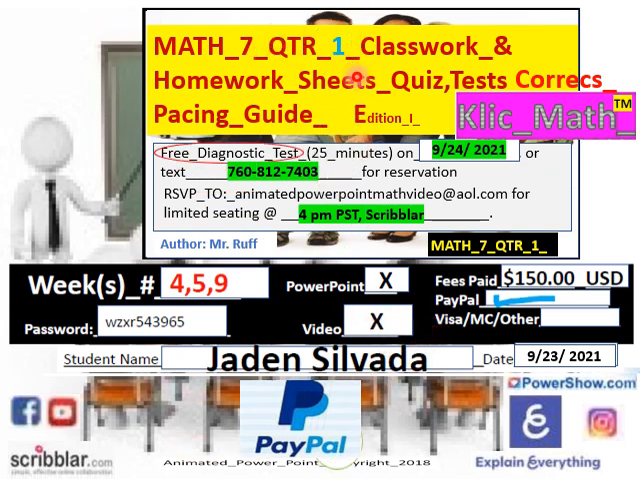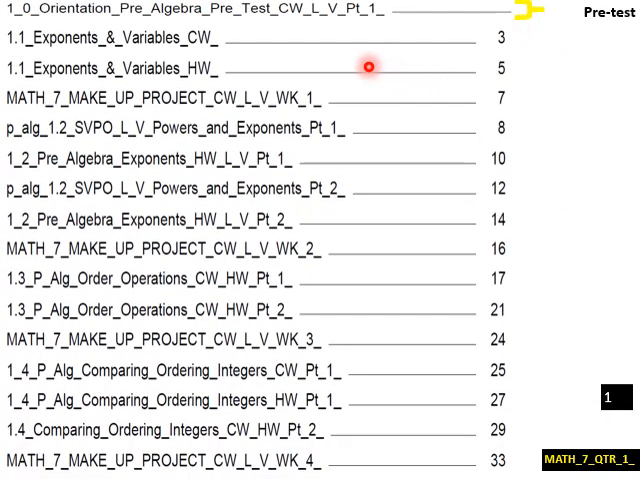So Math 7 quarter 1, let's go right into week 1. We start out here with your pre-test for week 1. You have an orientation here, pre-algebra pre-test. Start off with that. Then week 1, exponents, variables, and we finish up with a project here. Math 7 makeup project is what we'll do to finish up week 1.